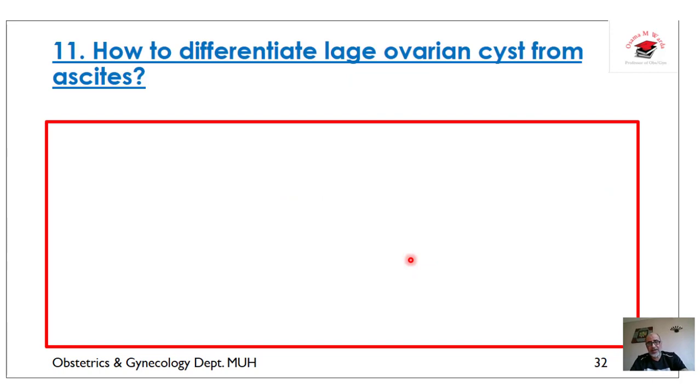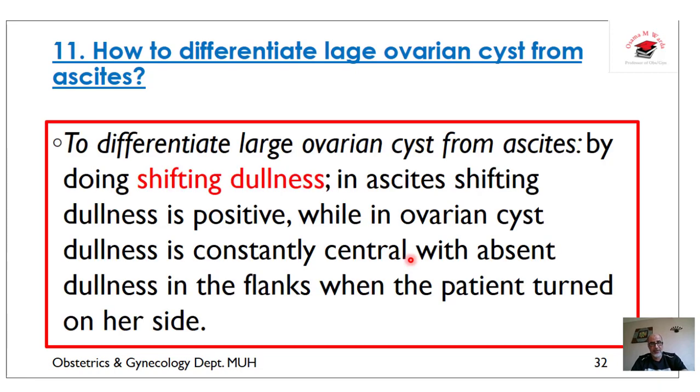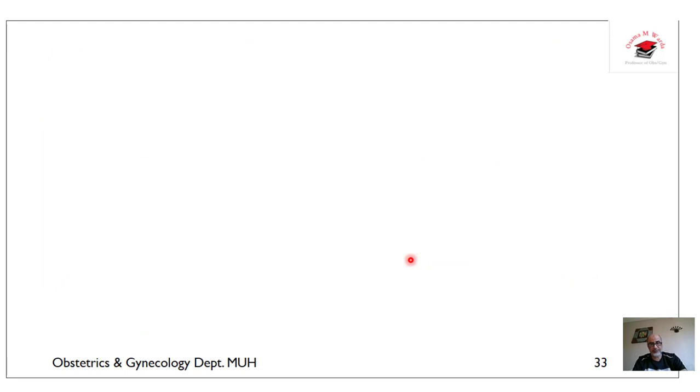How to differentiate large ovarian cysts from ascites. This is done by doing shifting dullness. In ascites, shifting dullness is positive, while in ovarian cyst, dullness is constantly central with absent dullness on the flanks when the patient turns on her side.